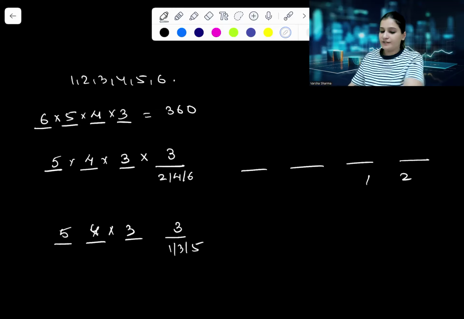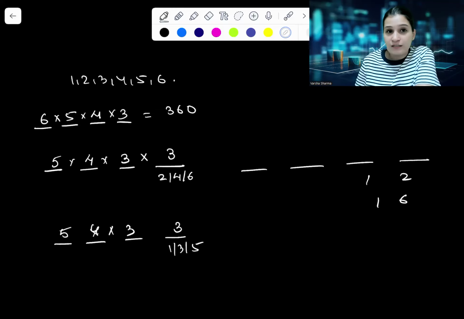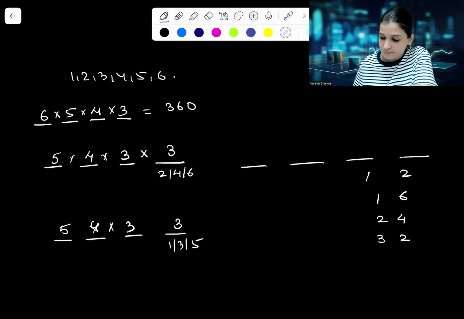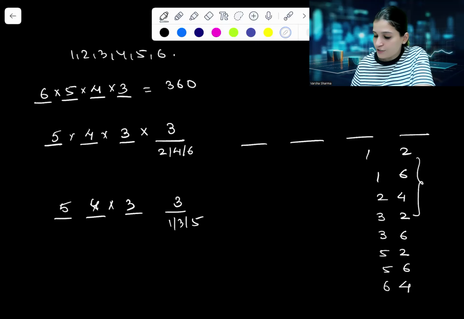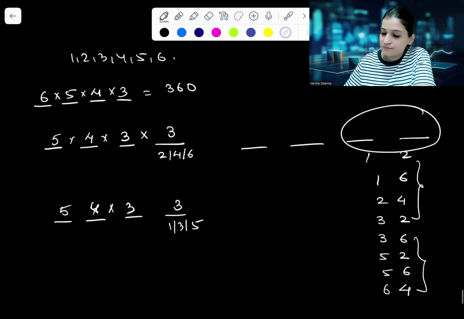24, 12, then 16 is also there. Yes, ma'am. 24, 32. 36, I can't have 36. 44, right? I don't have two fours. 52, 56, 64. Any other? Anything else? No, ma'am. So the last two digits can be filled in 8 ways.